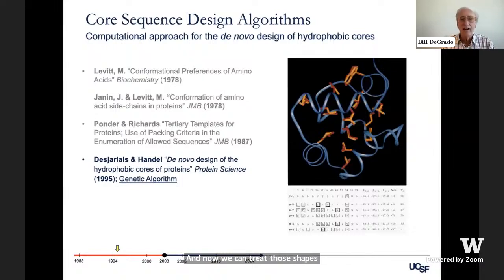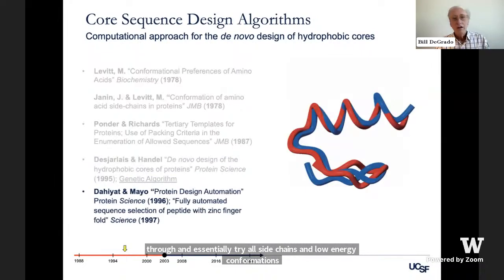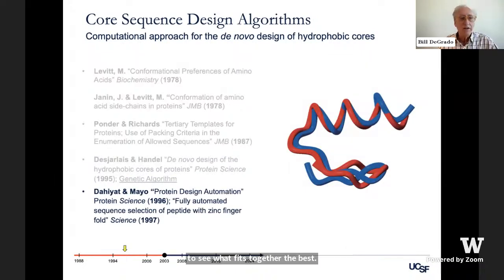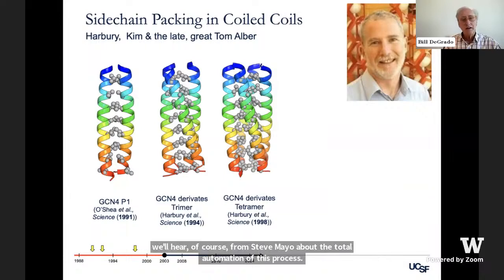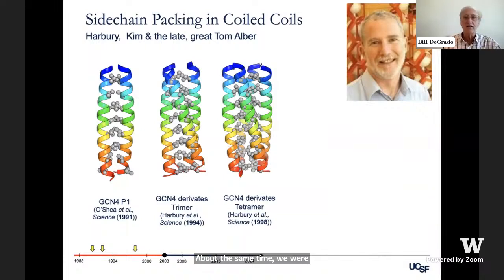And Desjardins and Handel made a genetic algorithm that really allowed one to go through and essentially try all side chains and low energy conformations to see what fits together the best. And we'll hear, of course, from Steve Mayo about the total automation of this process. About the same time, we were seeing coiled coils being designed based on sterics.